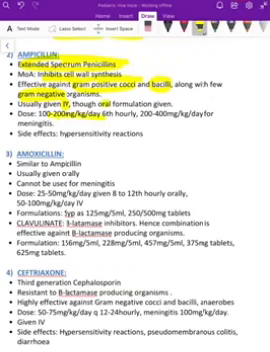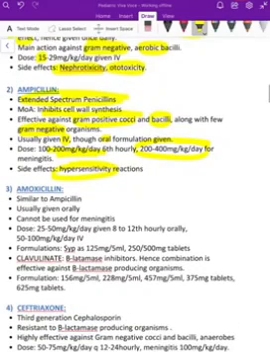Dosage is 100 to 200 mg per kg per day 6th hourly, and 200 to 400 mg per kg per day for meningitis. Side effects include hypersensitivity reactions. So ampicillin is one of the most basic drugs used, so please be aware of it.